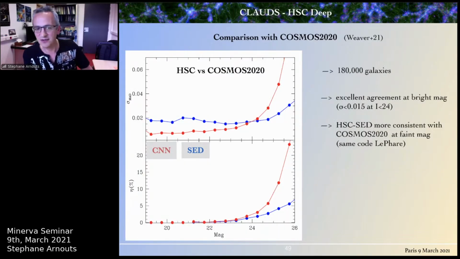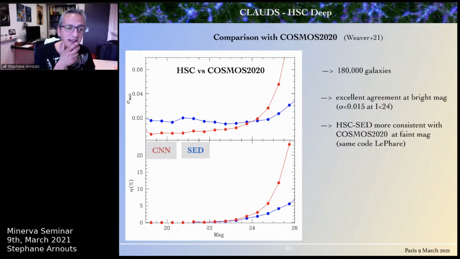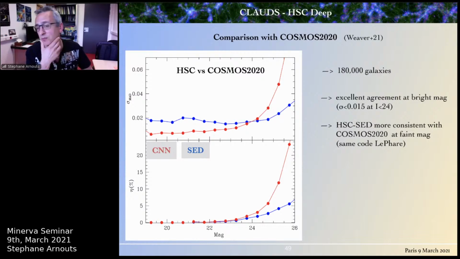And so here is the comparison. So basically, the SED fitting is referring to our work on HSC, okay? The CNN is our code, and what we assume to be the truth is COSMOS2020. So it's a comparison with COSMOS2020 on the 2 versions. And so again, you can see that the sigma at bright magnitudes is excellent, and it's about 200,000 galaxies that we are comparing, okay? So up to 24, we really get a very excellent agreement with COSMOS, okay, about 0.015.